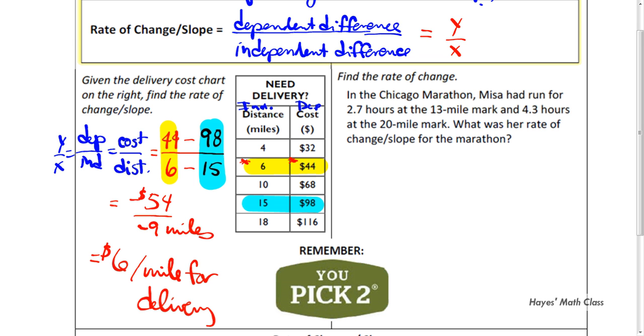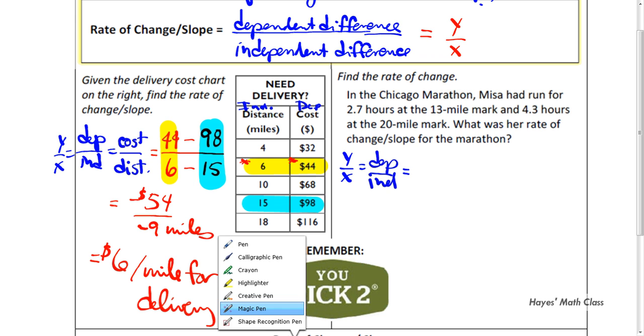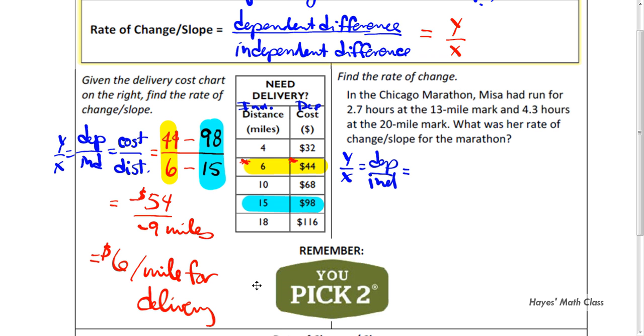So again, I know it's not perfect, but we could get a good average in terms of what she's running at. So the same thing here. You're going to say, okay, I've got y over x. I've got dependent over independent. Now the question is, what's the dependent part? The 2 pieces of information, the 2 moments of time that we've got here, we've got one here, 2.7 hours at the 13-mile mark. And we have another one over here, 4.3 hours at the 20-mile mark.